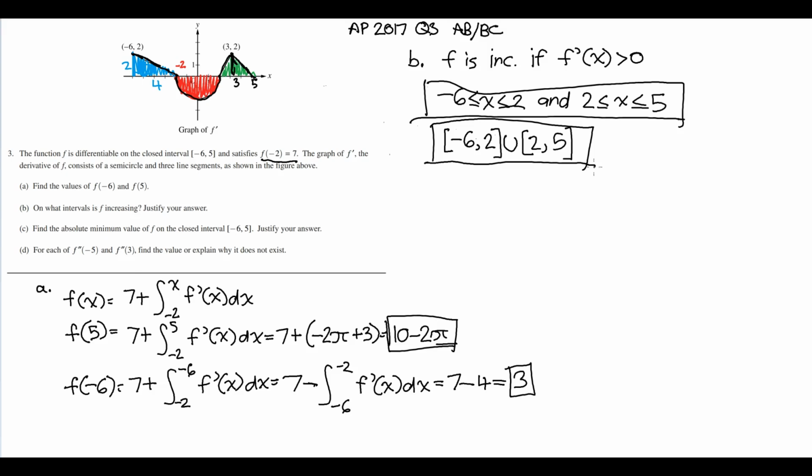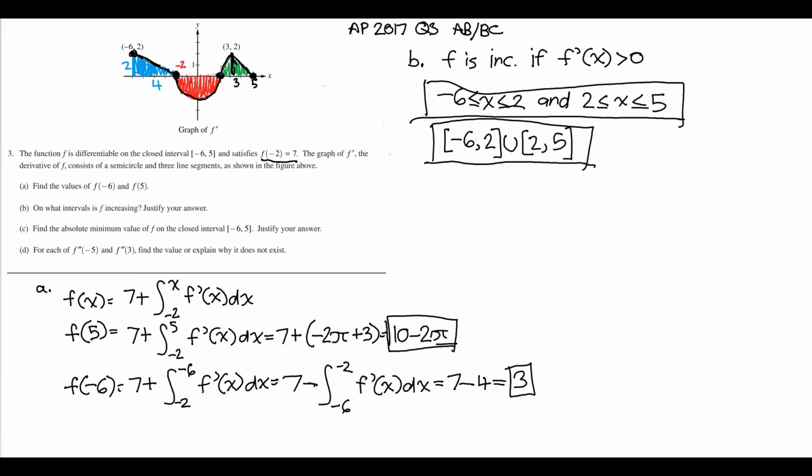So let's look at part C. Find the absolute minimum value of f on the closed interval, -6 to 5. Justify your answer. So how would you find out where the absolute minimum is? Well, the absolute minimum value could either be at one of these endpoints, or it could be at a critical point.